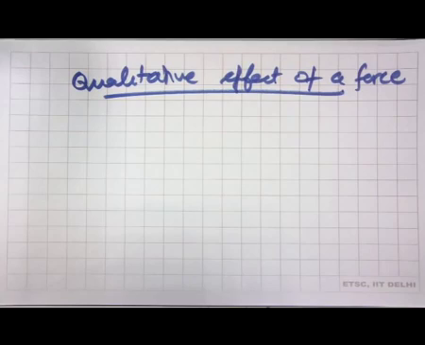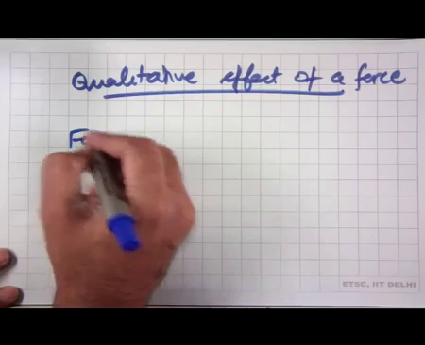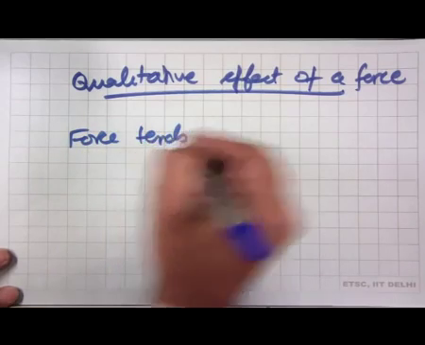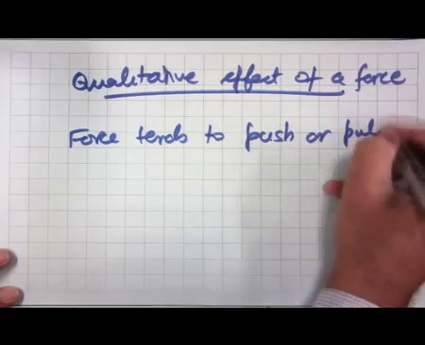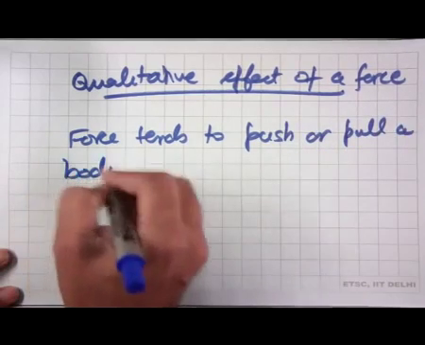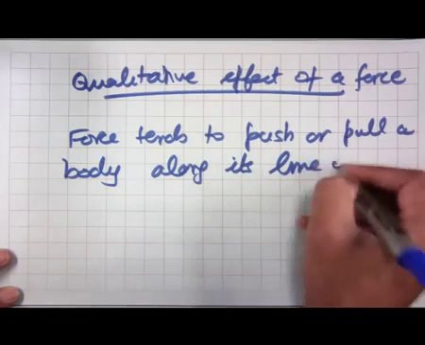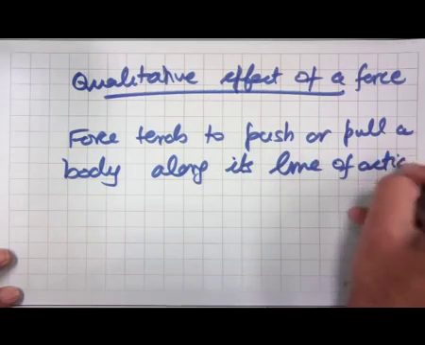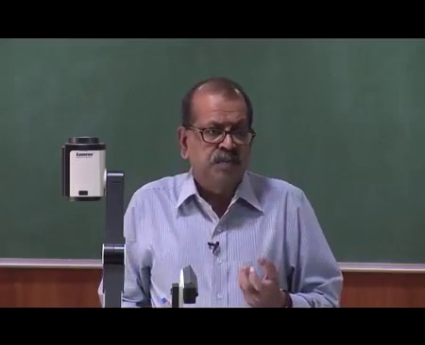And the simplest way in which we can explain is that a force tends to push or pull a body along its line of action. So, that is, I think, the simplest way in which we can describe a force.